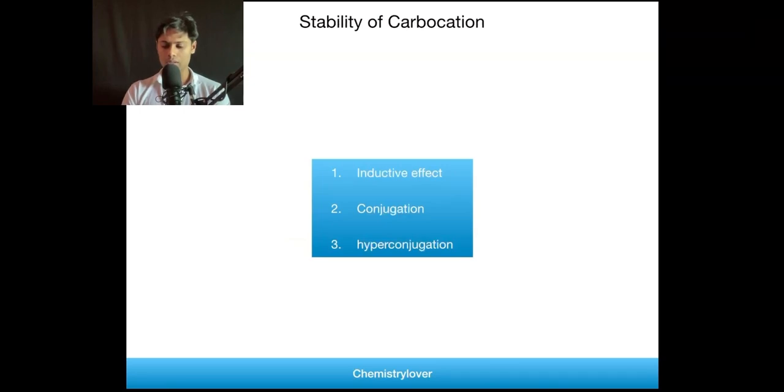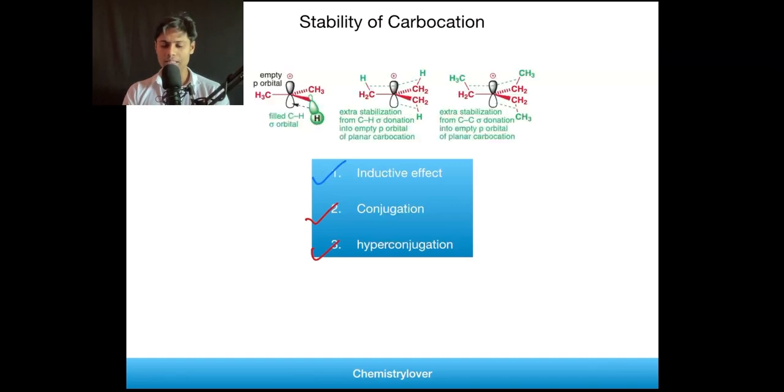Now let us talk about the stability of carbocation. Stability of carbocation depends on three important factors. One is the inductive effect, the next is conjugation, and the third is hyperconjugation. These three factors stabilize a carbocation. In this example you can see all the factors are present except conjugation, because this is the carbocation center, the positive center, and all these methyl groups are pushing electrons by the inductive effect. So the inductive effect is present there.